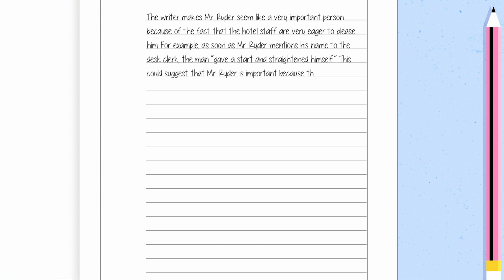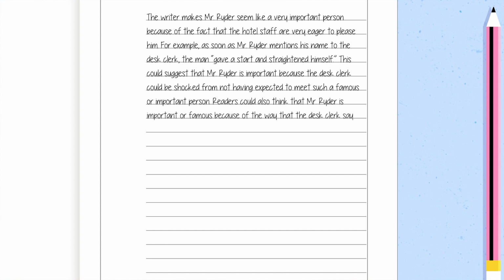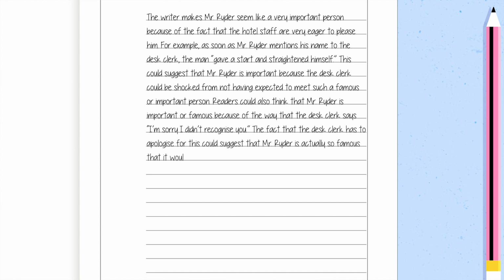This could suggest that Mr. Ryder is important because the desk clerk might be shocked from not having expected to meet such a famous or important person. Readers could also think that Mr. Ryder is important or famous because of the way the desk clerk says, "I'm sorry, I didn't recognise you." The fact that the desk clerk has to apologise for this could suggest that Mr. Ryder is so famous that it would be shameful for the desk clerk not to know who he was. This could be why he apologises.